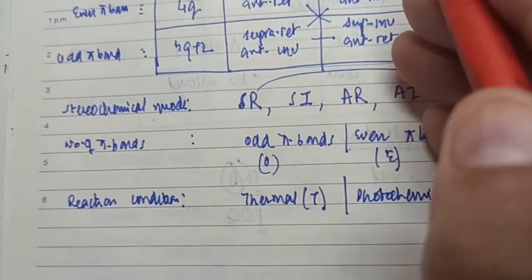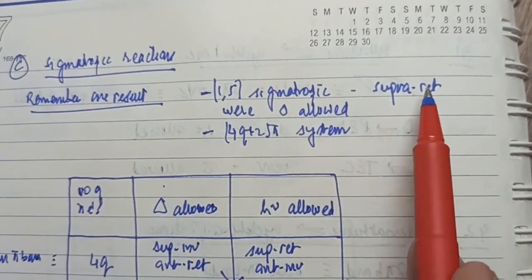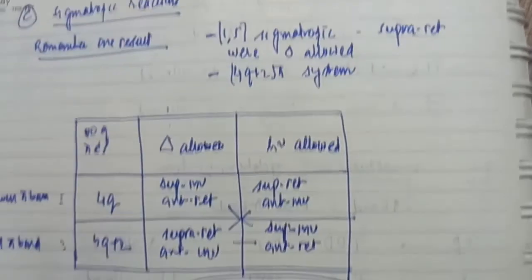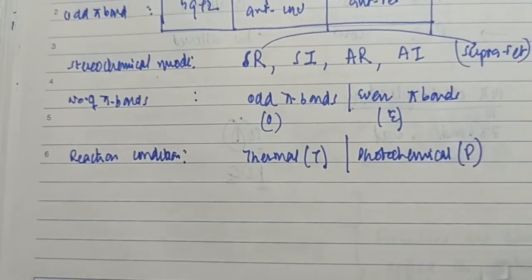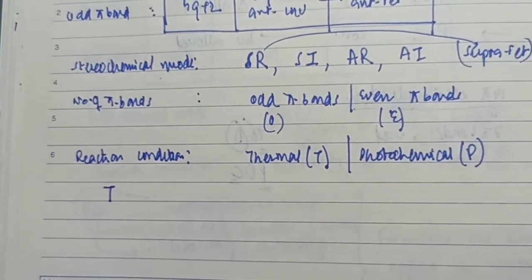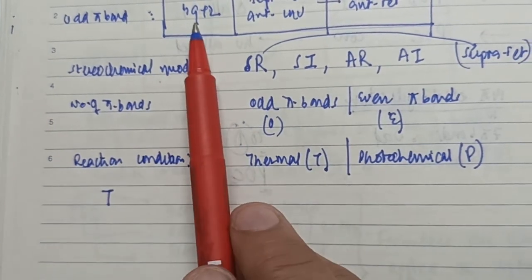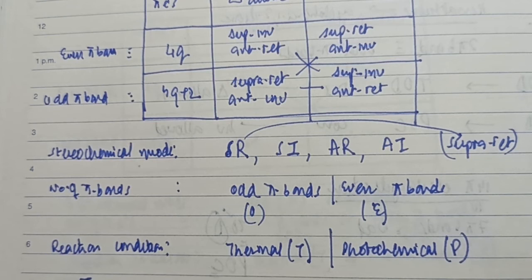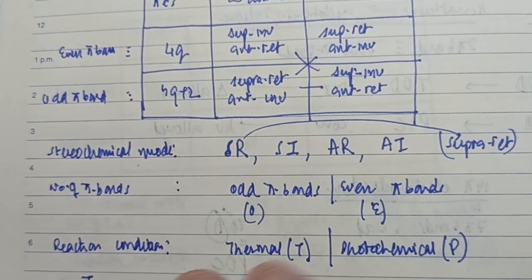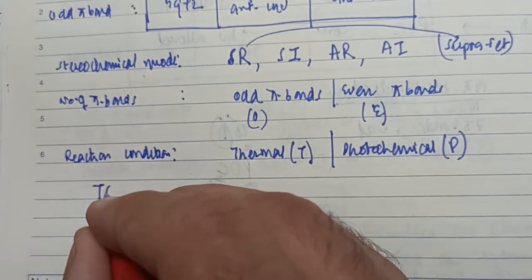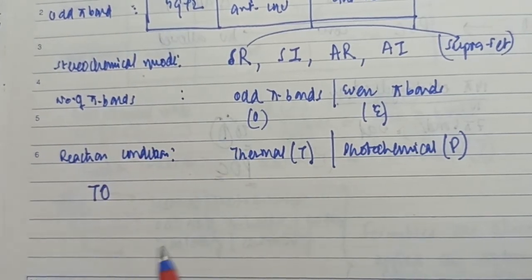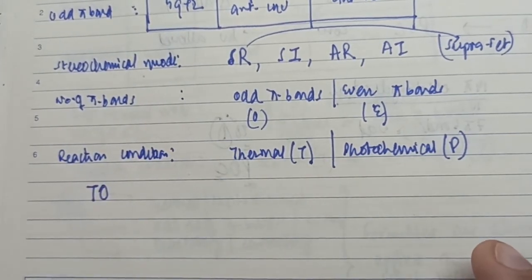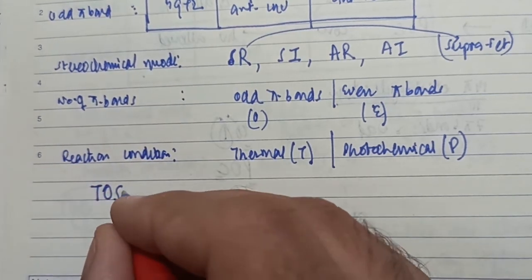Thermal conditions is the result which we got for a suprafacial retention process for a 1,5 system. Okay, let's create the formula for this reaction. Now, the 1,5 system was a 6 electron system. A 6 electron system would mean 3 pi bonds. 3 pi bonds are odd in nature, right? So the formula is odd, and if you look at this formula, the process was suprafacial retention.